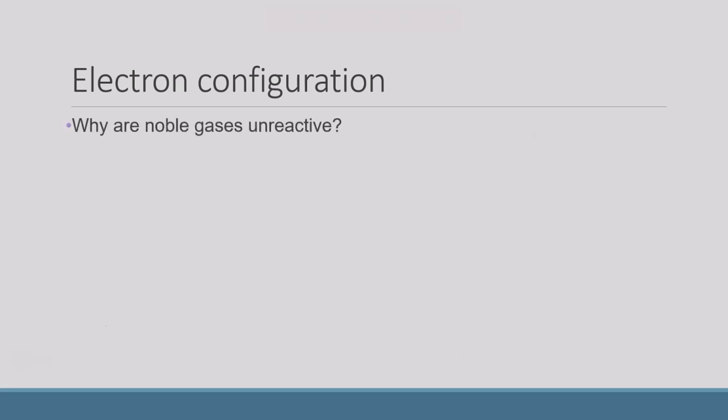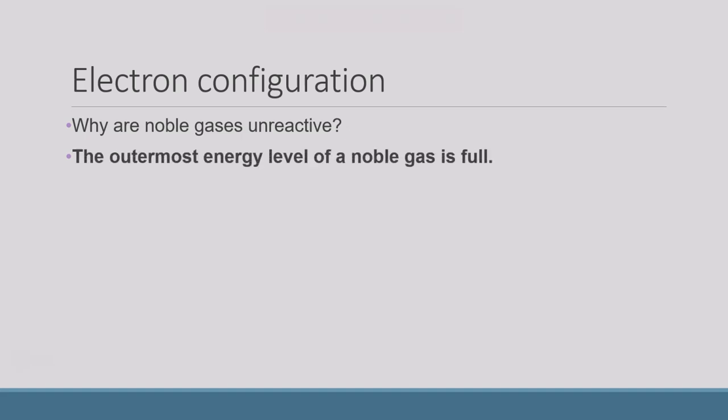Now, why are noble gases unreactive? The simple answer is that noble gases have an outermost energy level that is full, meaning that their n equals 1 is full, or their n equals 2 is full, or their n equals 3 is full.